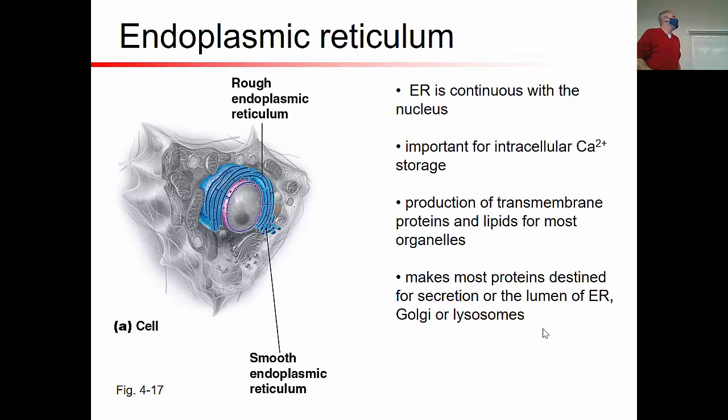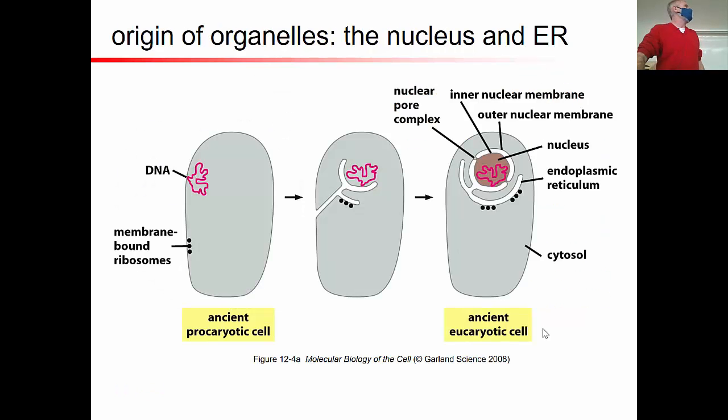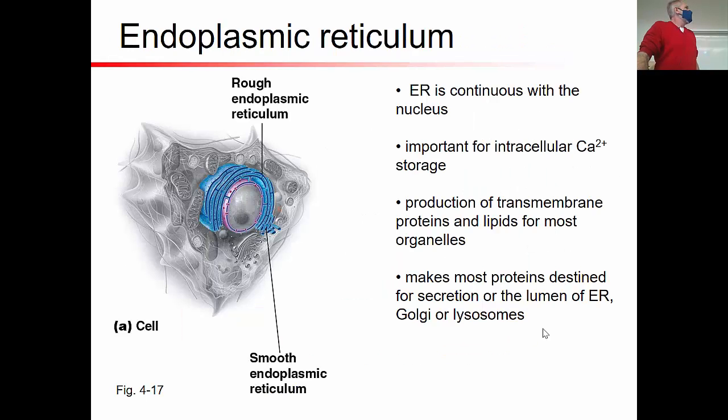So let's move on to the endoplasmic reticulum, which we know is basically sort of an extension of the nucleus. So it's continuous with the nucleus and was likely formed, again, through that invagination of the membrane. So it's important, it has a number of important functions.